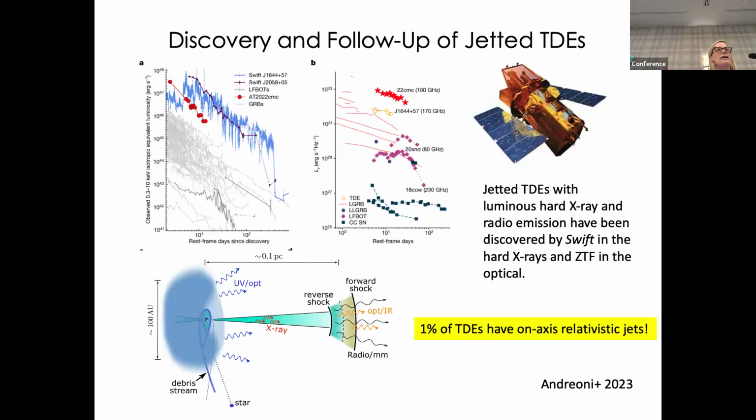I can't forget, if I'm giving an X-ray talk, that of course there's a really exciting subclass of TDEs that don't just show soft X-ray emission, but in fact show very luminous hard X-ray emission as well as luminous radio emission. These have been discovered in the nuclei of a few galaxies by Swift in the hard X-rays and by ZTF in the optical, and then found through X-ray and radio follow-up. Only about 1% of TDEs show these features, and they have been interpreted as the result of an on-axis TDE, where you're looking down the barrel of a relativistic jet that was launched by the system.